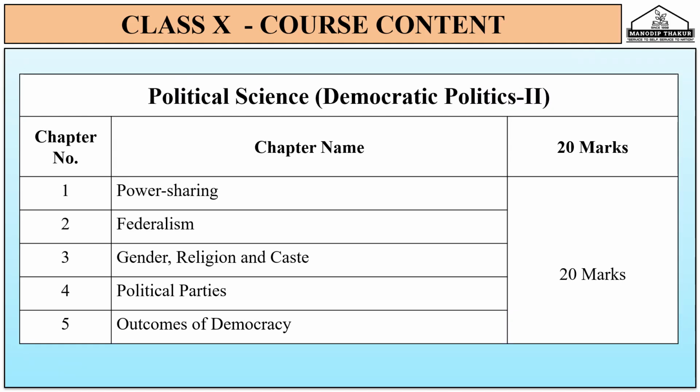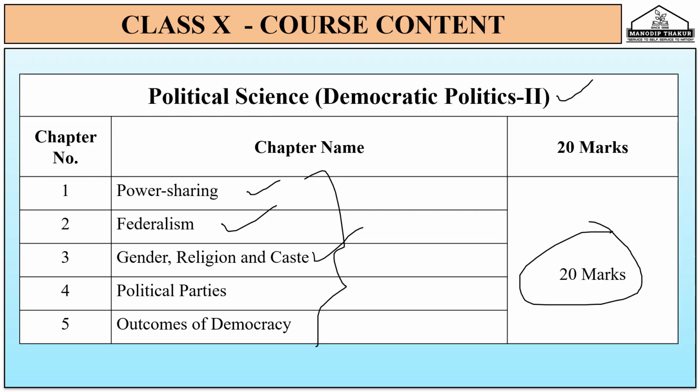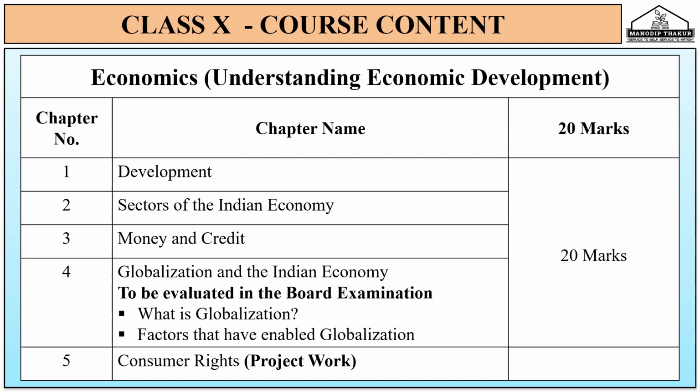Next, from political science, Democratic Politics Part 2, a total of 5 chapters will be there entirely for the 20 marks. The first chapter is Power Sharing, second Federalism, third Gender, Religion and Caste, fourth Political Parties, and fifth Outcomes of Democracy. And last, economics, Understanding Economic Development. A total of 3.5 chapters will be there for 20 marks.